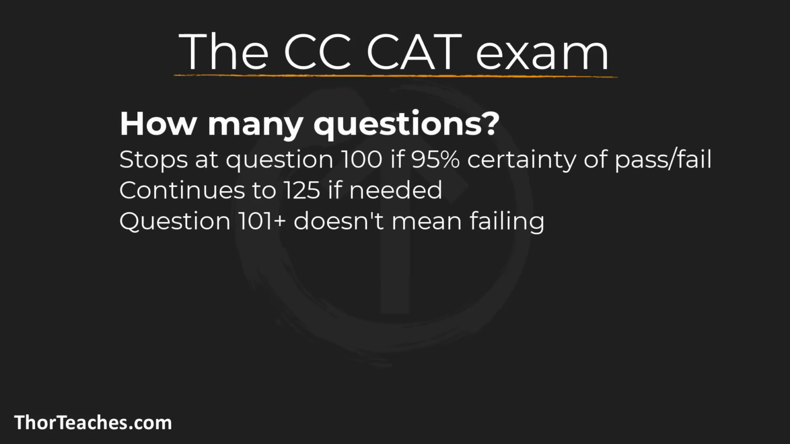The exam can stop as early as 100 questions or as late as 125. After question number 100, if the CAT engine can predict you will pass or fail with 95% certainty, well then you pass or fail. If not, it continues. Now, if you get question 101, do not panic. You are still in this. Look at your time left. If you have plenty of time, slow down. If you are low on time, do it as efficiently as you can. The test engine will do the same pass-fail calculation on each question after number 100.